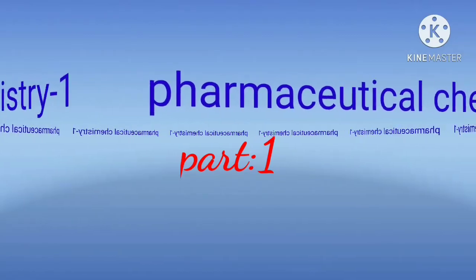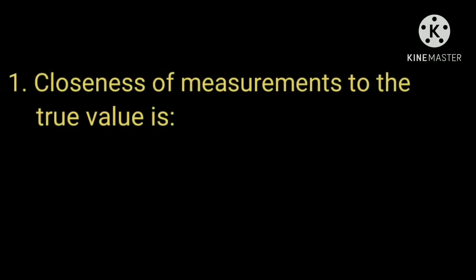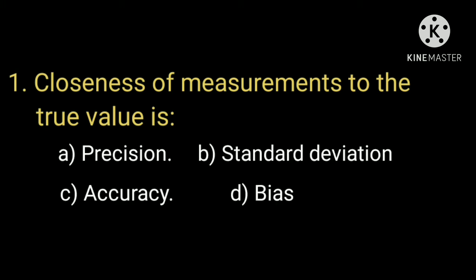In this video, we are discussing important MCQs from pharmaceutical chemistry. First question: closeness of measurements to the true value is? Options: A. Precision, B. Standard deviation, C. Accuracy, D. Bias.